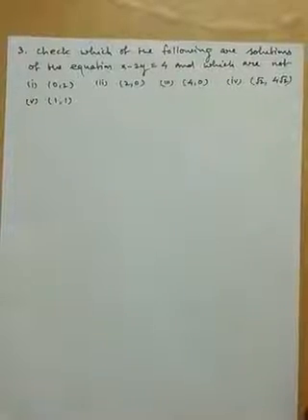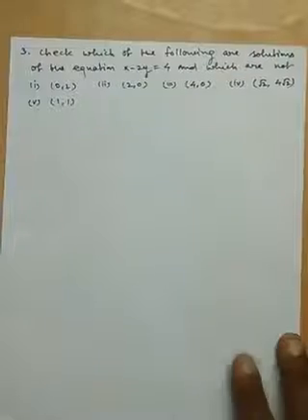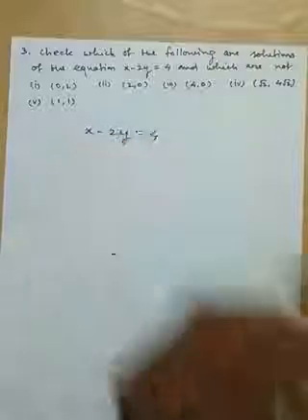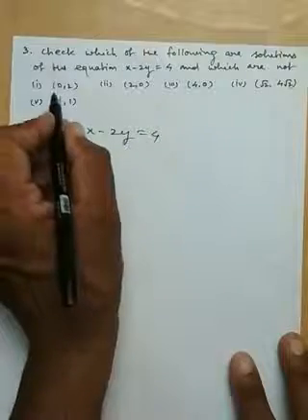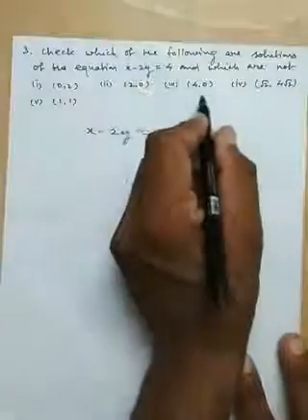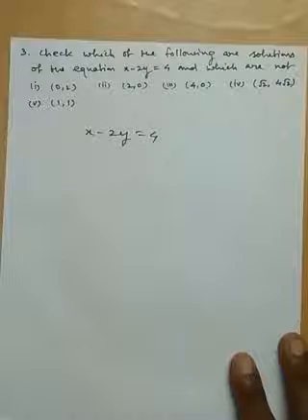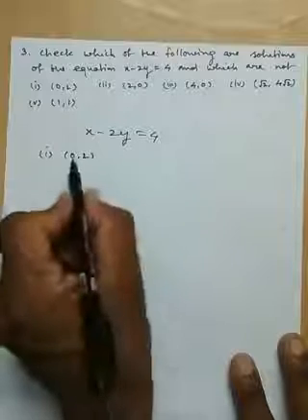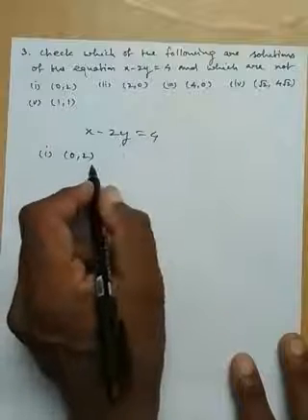Our third question is, check which of the following are the solution of this equation and which are not. Our equation is x minus 2y equal to 4. This is the given equation, and we can check the solutions (0, 2), (2, 0), (4, 0), (root 2, 4 root 2), and (1, 1). So the first option is (0, 2). Put the values of x and y in this equation, and if it is satisfied, then it is a solution.